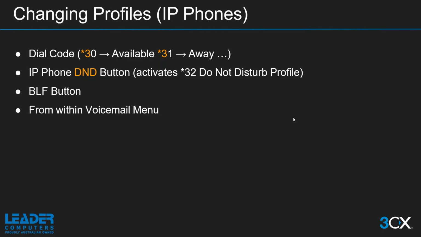Basically, you can program these dial codes to the BLF of a physical handset. So all they need to do is click one button and they can set themselves available. Click one button, they can set themselves to DND or away and things like that. So they can use it from the BLF button or from within their voicemail menu to change their status.